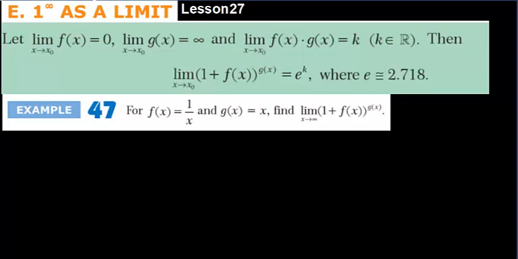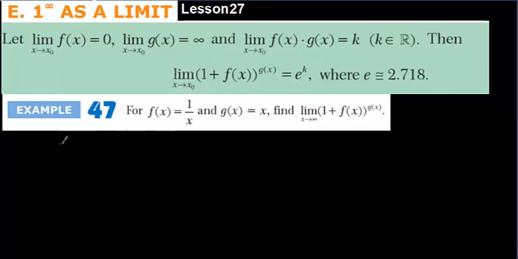Here, the third condition: limit x tends to x0, the same value, f(x) times g(x), if it is equal to k, and k is an element of the real numbers, then the limit of this expression is going to be equal to e to the power of k.